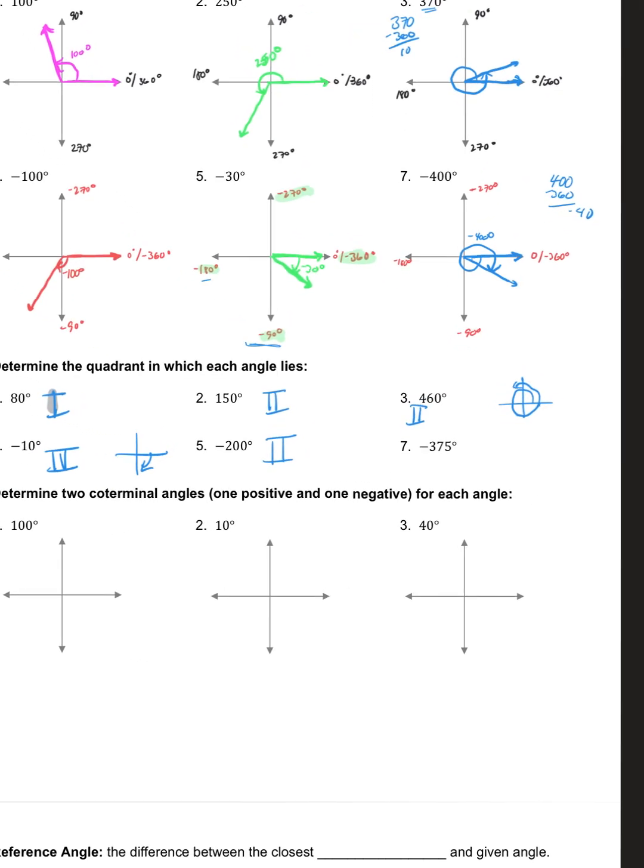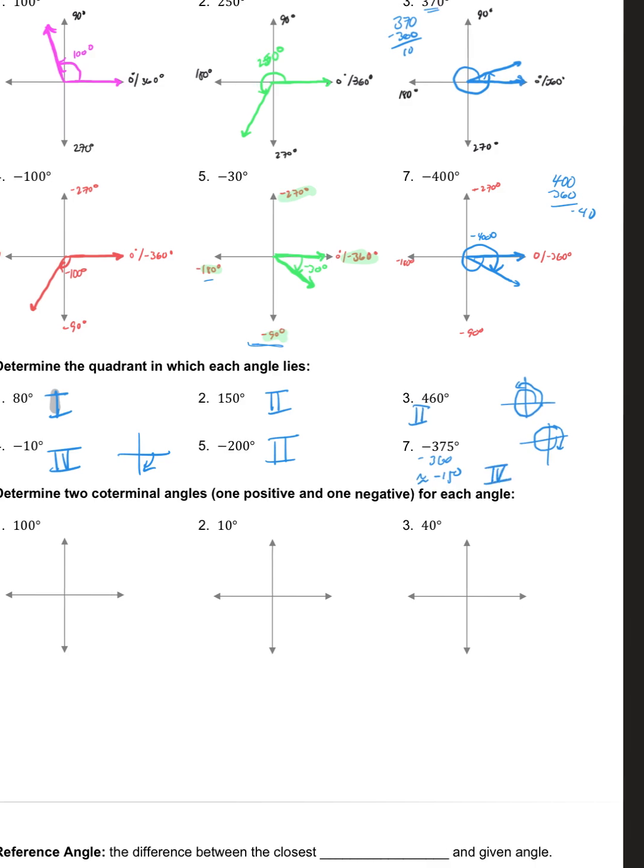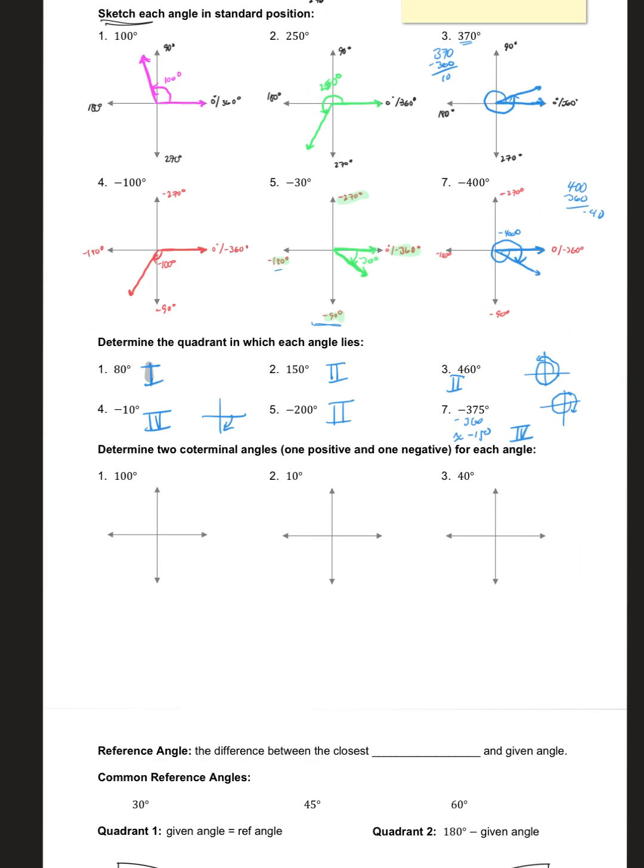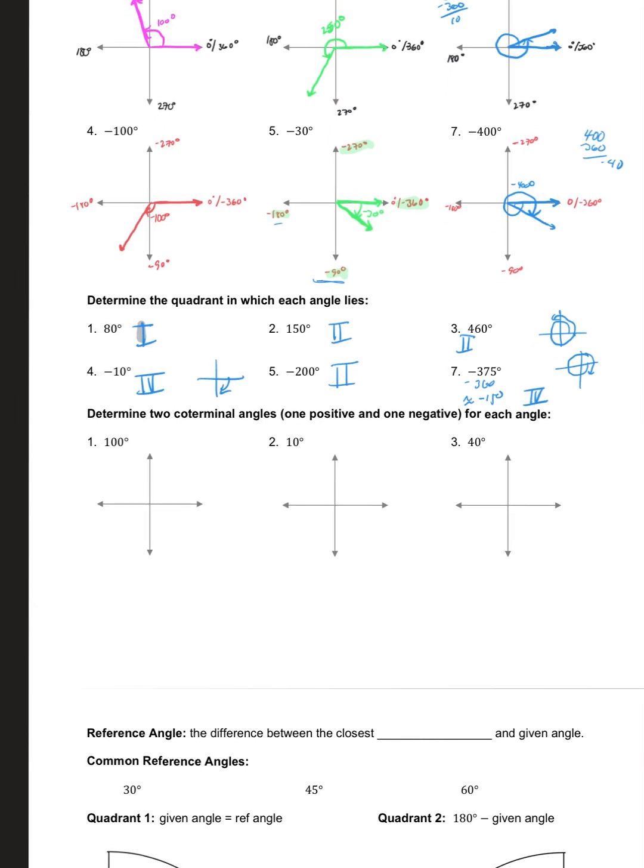Negative 375, so where do we wind up? We go all the way around, counterclockwise, and we wind up in quadrant 4, because 375 is a little bit more, so if you subtract 360 from it, 375 minus 360 gives you roughly negative 15 degrees. So we'll wind up in quadrant 4. So make sure you know the quadrants. All right, so the next one, determine two coterminal angles, one positive, one negative for each angle.